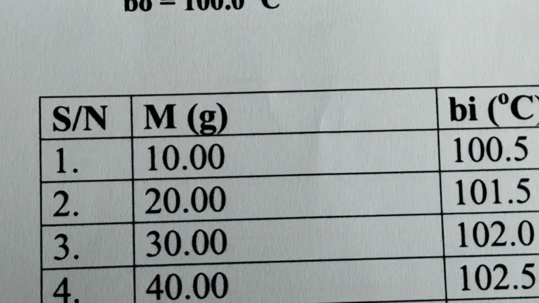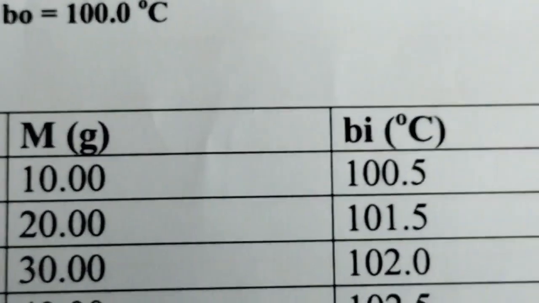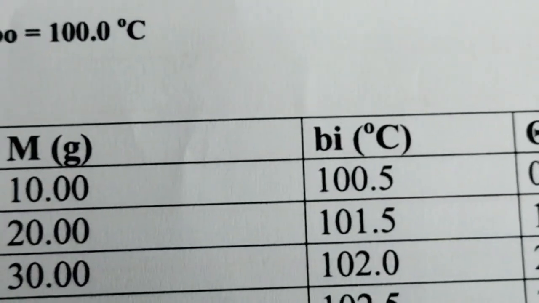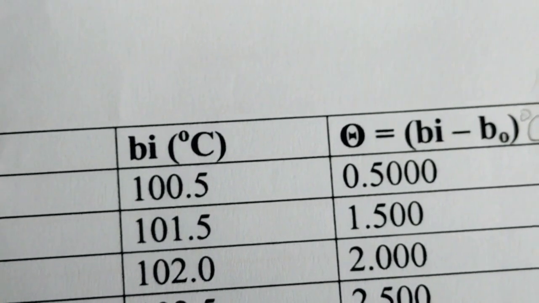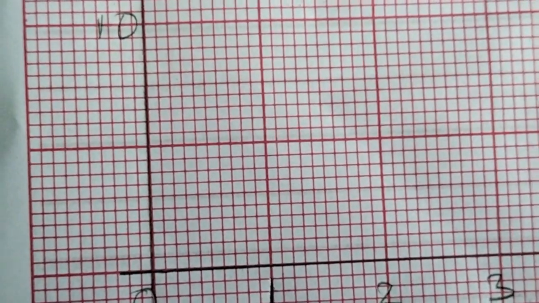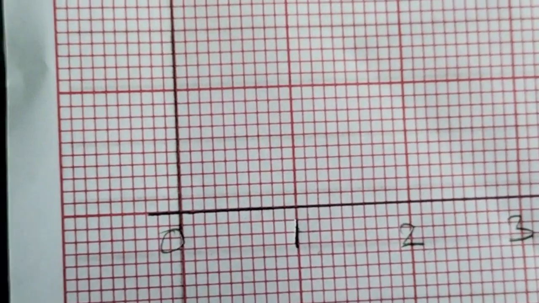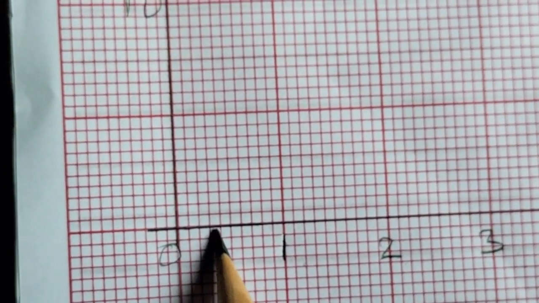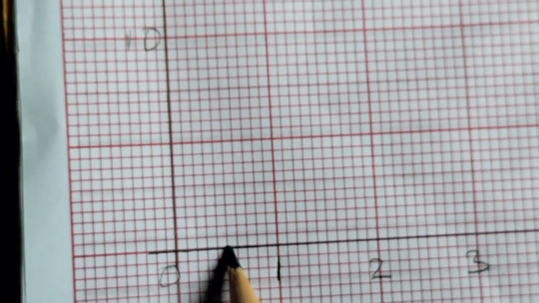We'll now take the first row. When M is 10, our theta is 0.5. So we're going to plot 10 against 0.5. Let's count 0.5 on the horizontal axis. On the horizontal axis, one line is 0.1, so 0.5 should be on the fifth line: 1, 2, 3, 4, and then 5. So that should be 0.5 here.